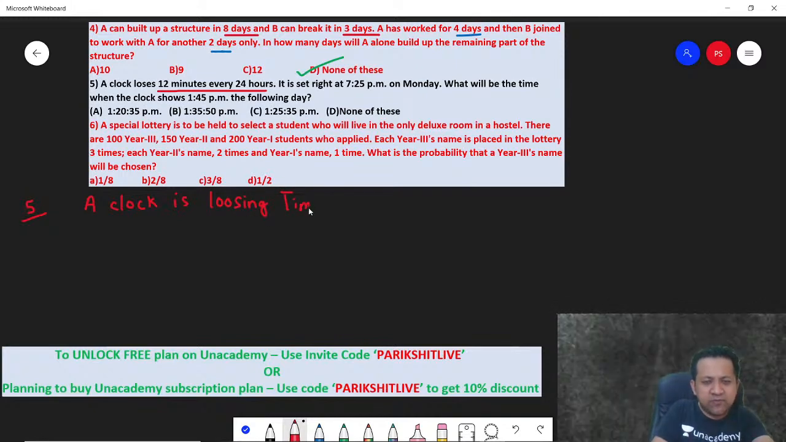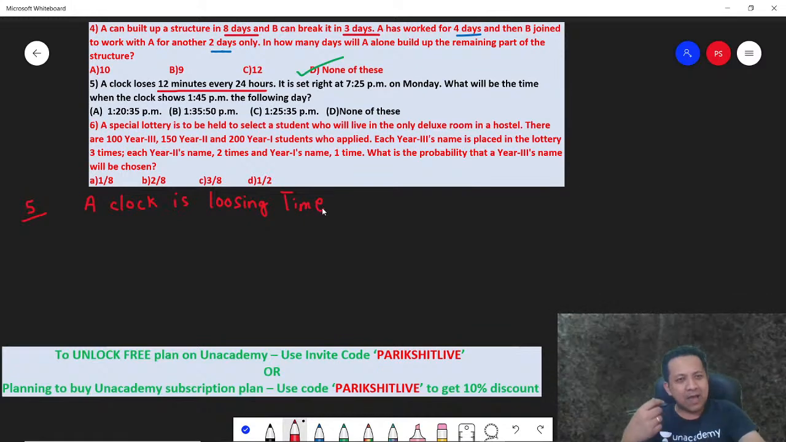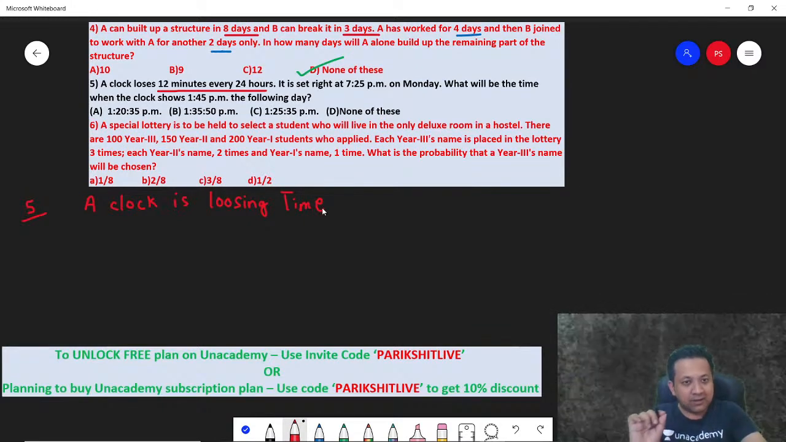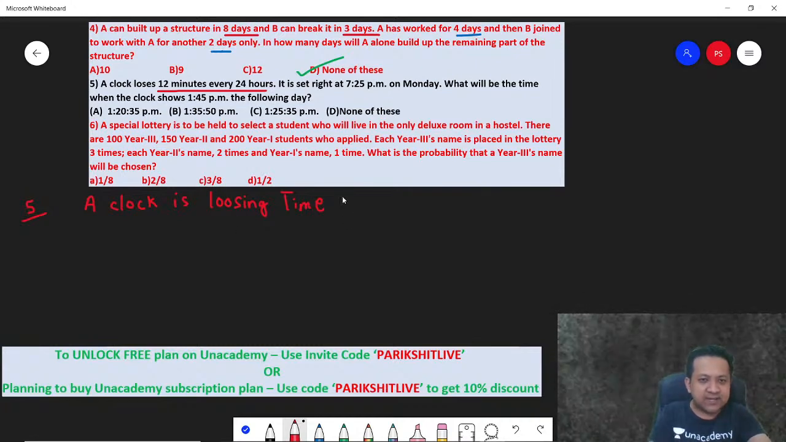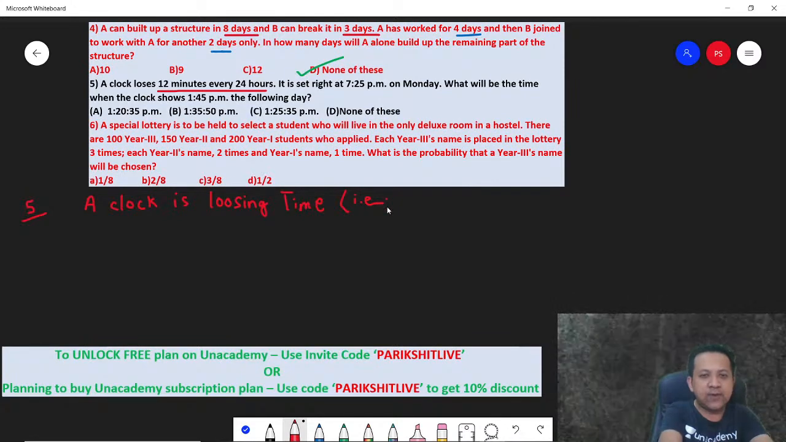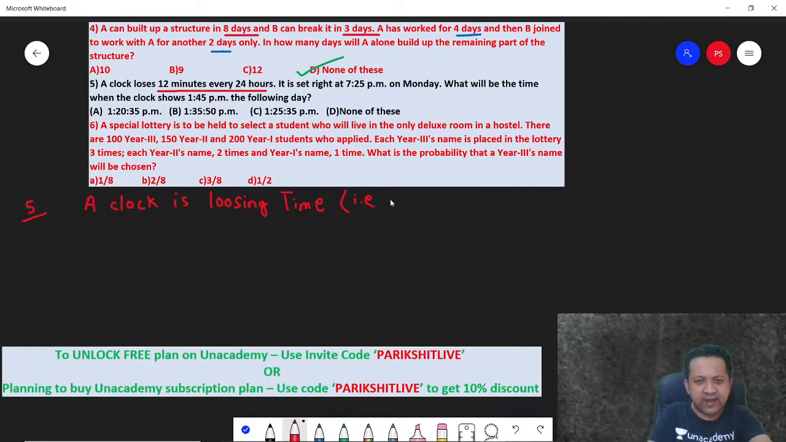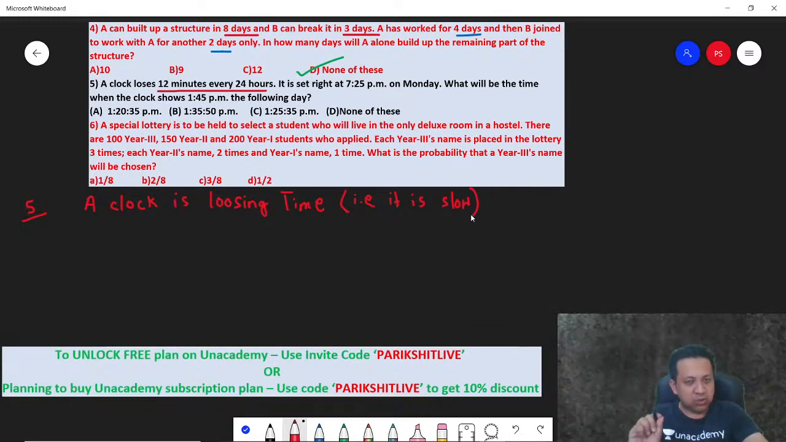Now you have to be very careful, because most of the time in SNAP you can apply shortcuts. If a clock is losing time, think about it. It means it is slow. Will you agree? It is losing time. You are making it correct and it becomes slow again. If it is slow, think about it.